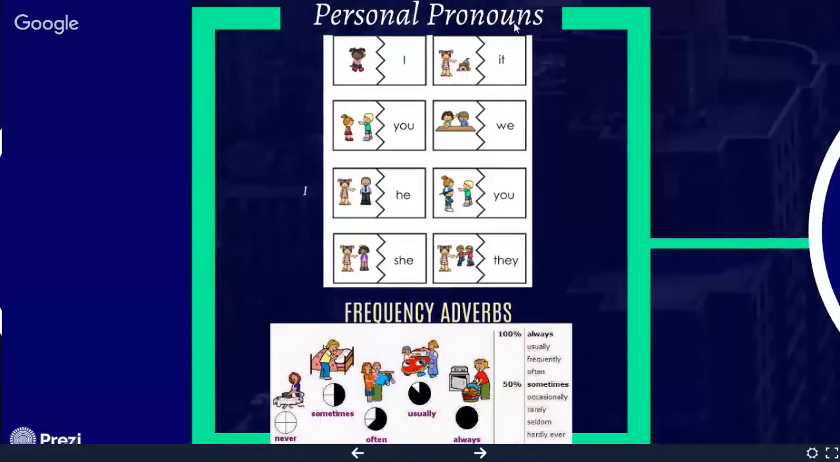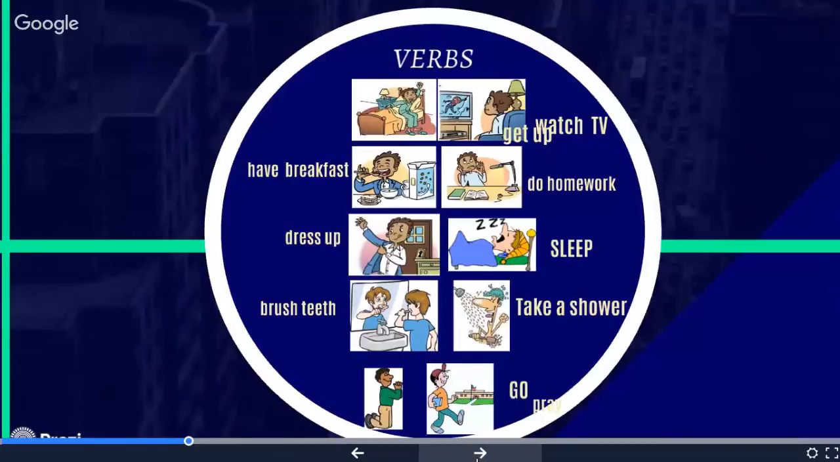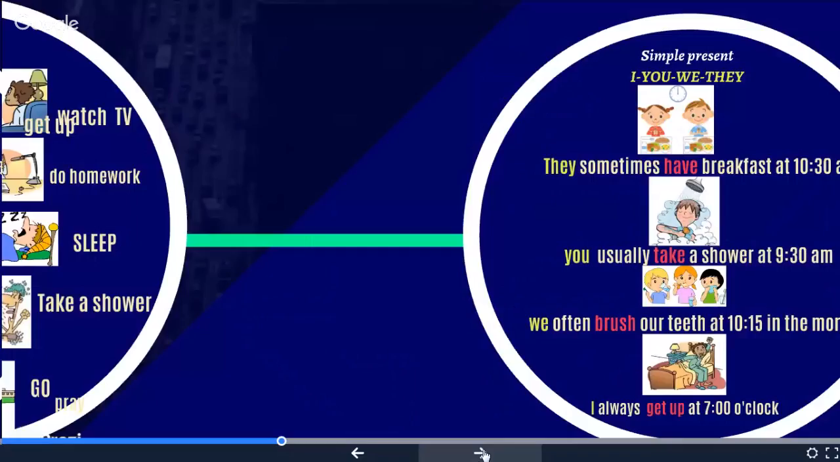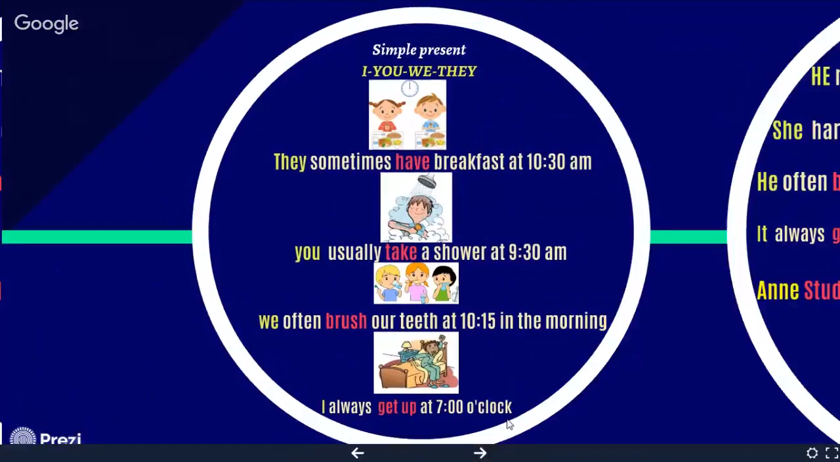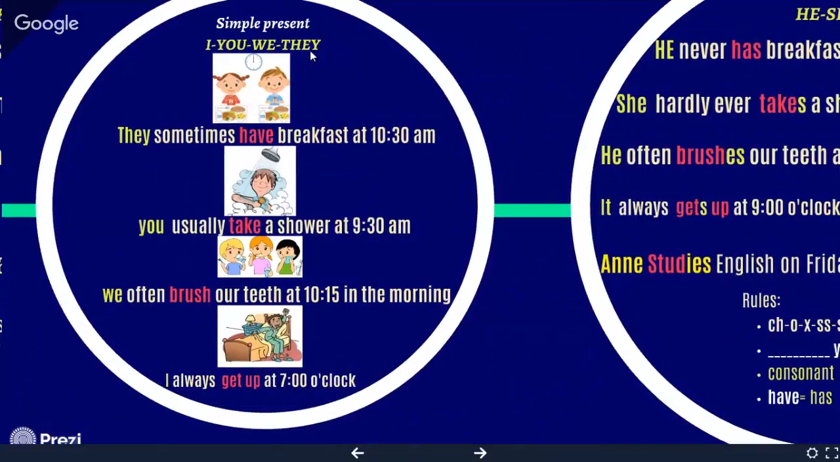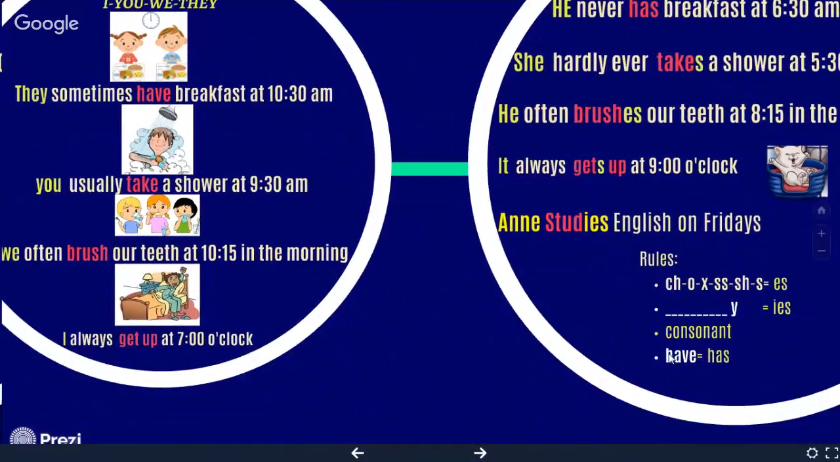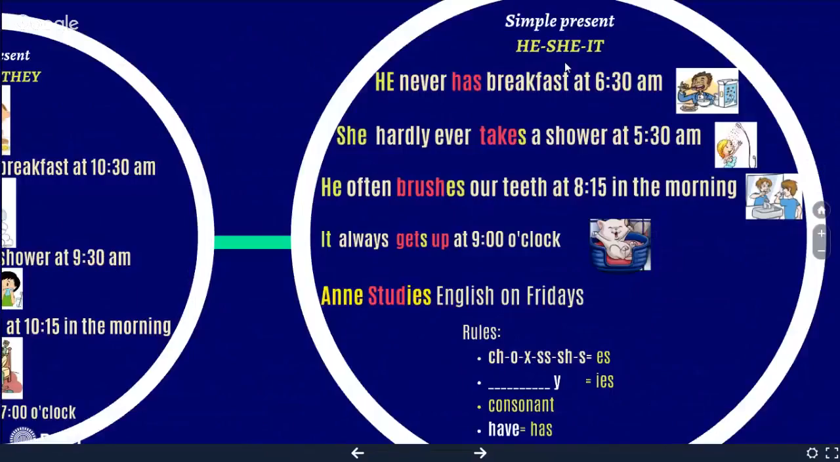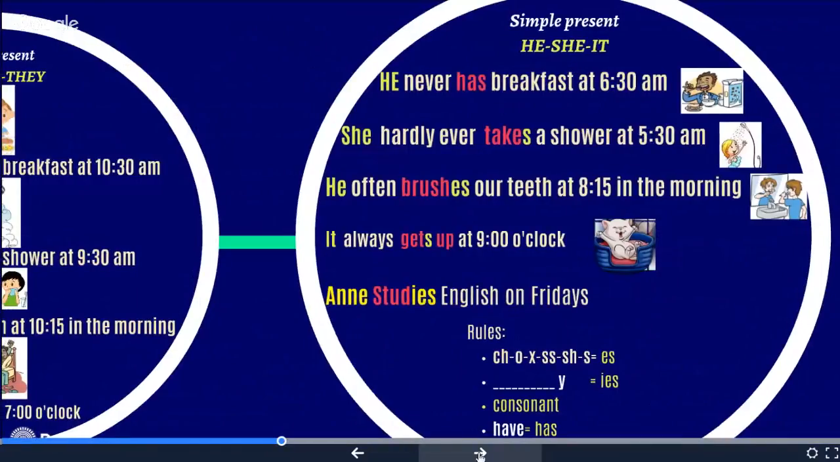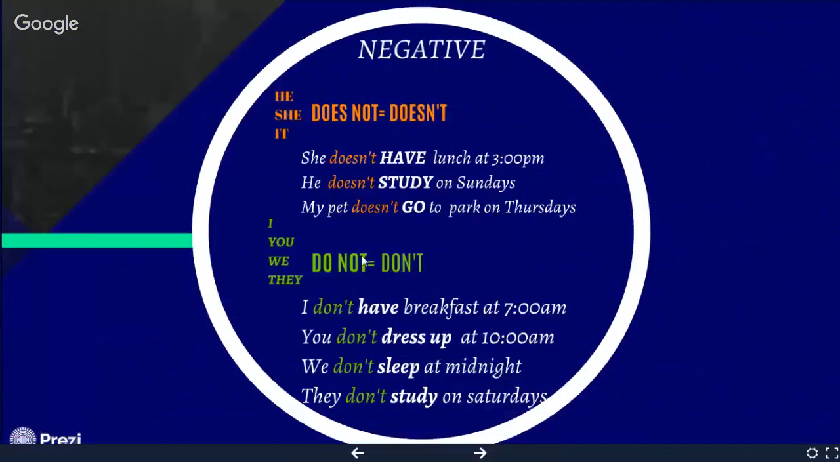In simple present, we have to use personal pronouns and frequency adverbs. We have to consider here the verbs, and we have to divide the personal pronouns into groups. The first group, I, you, we, they, and the second group, he, she, it. When it's affirmative, I have to consider the rules. These rules are only for he, she, it. In negative, we have to remember 2 words, doesn't and don't. Doesn't when it's he, she, it, and don't when it's I, you, we, they.